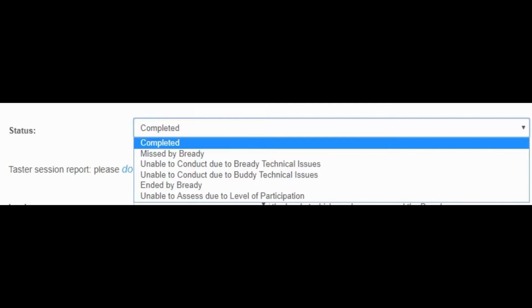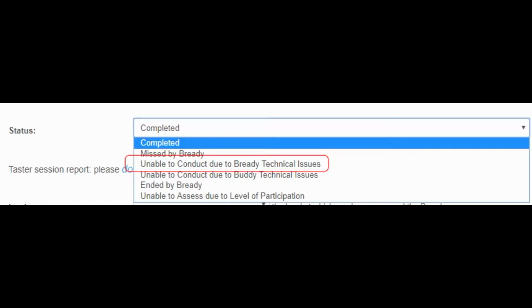So there are now more statuses to choose from, and with more to choose from, it will be more accurate to record the status of the lesson. Let's take a look at the picture to explain it a bit more. So I think these are pretty self-explanatory, but let's have a quick run through of them. So completed. That means the lesson ran pretty smoothly and you were able to teach for the full 25 to 30 minutes. Missed by Brady. If you entered the class and the Brady didn't turn up for the lesson, then you'd select Missed by Brady.